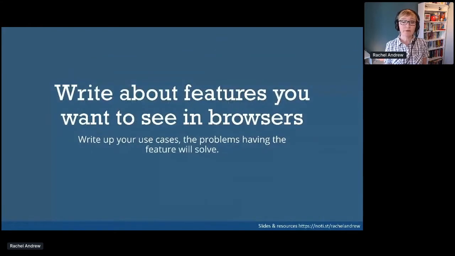Also, write up the stuff that you want to see in browsers. If you're looking at something like Subgrid and you're like, oh, this would solve this problem, write it up. Do a demo that works in Firefox and say, oh, it's such a shame this doesn't work in Chrome. It adds more noise of people wanting that feature.